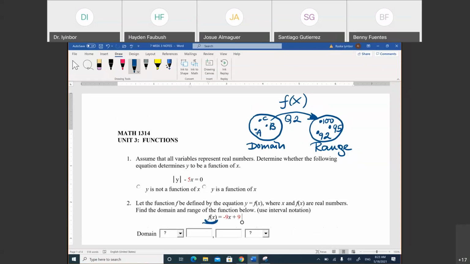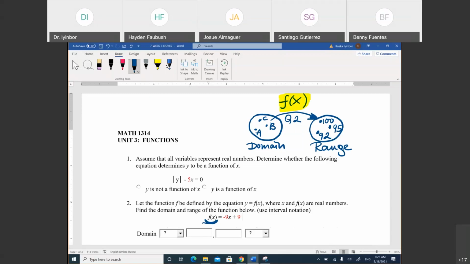So f of x, g of x, that means you have a function. F is the name of the function, and of x means you have a function. So those letters go together. F of x goes together. You don't do anything with f and x. You don't do an operation. You don't multiply. This here goes together and tells you you have a function. Okay? So the function is f of x.